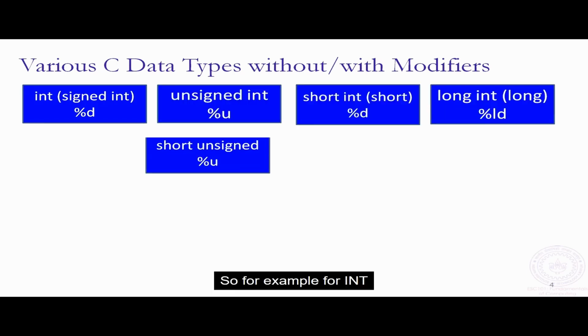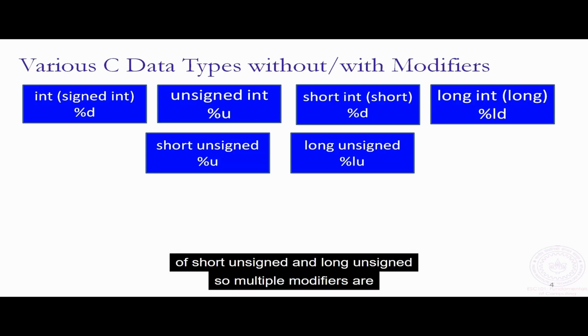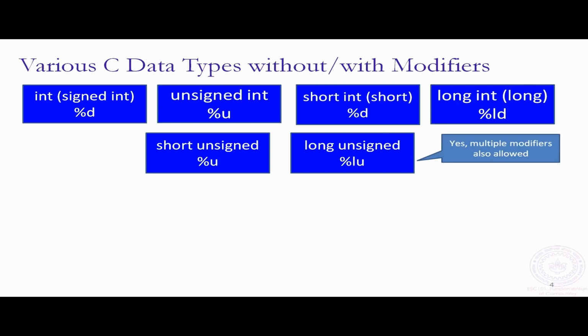So for example, for int, all of these are plausible data types derived from the basic int. You can have a signed or an unsigned int. You can have a short or a long int. You can have a combination of short unsigned and long unsigned. So multiple modifiers are also possible.